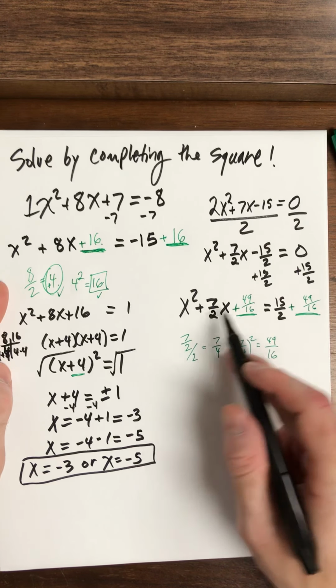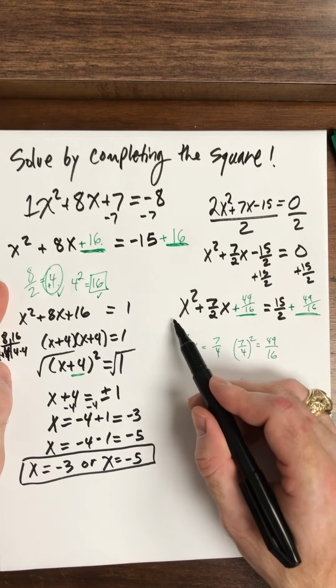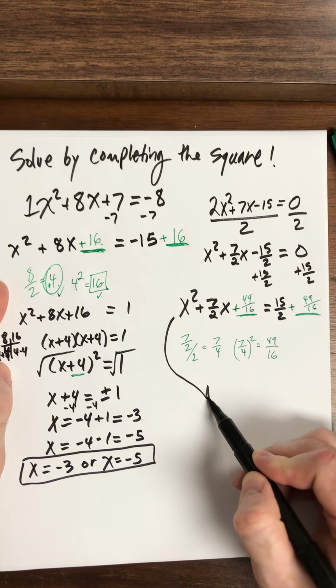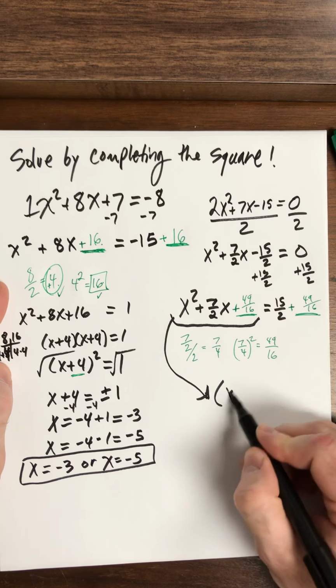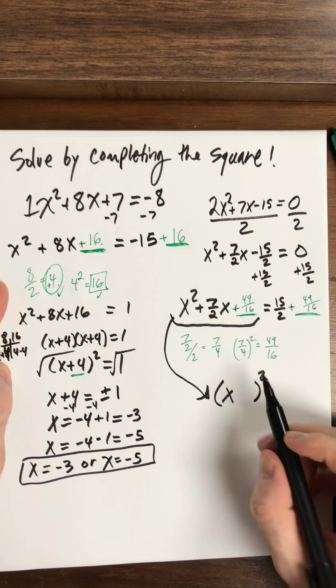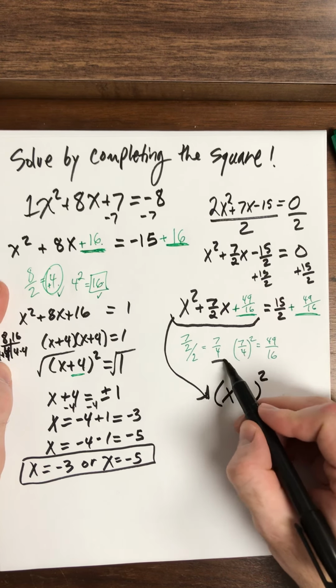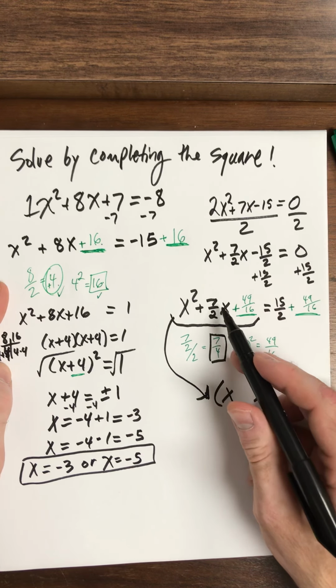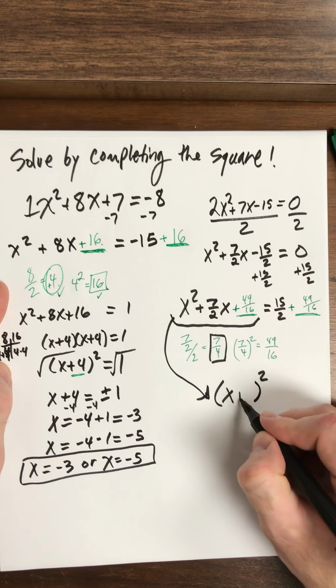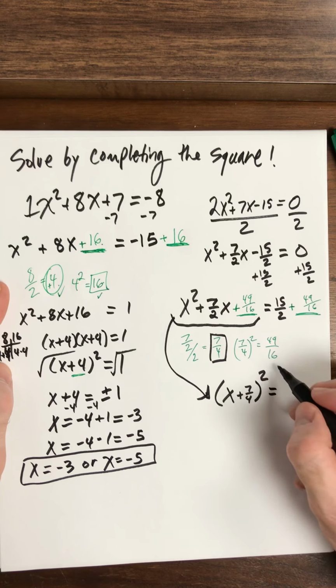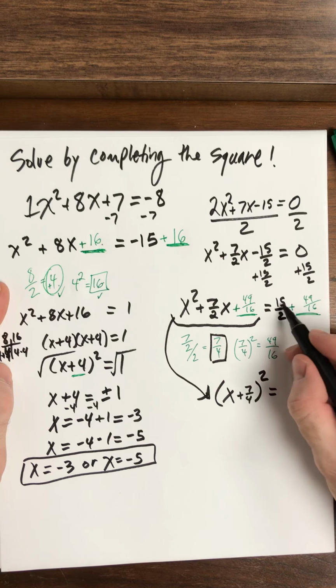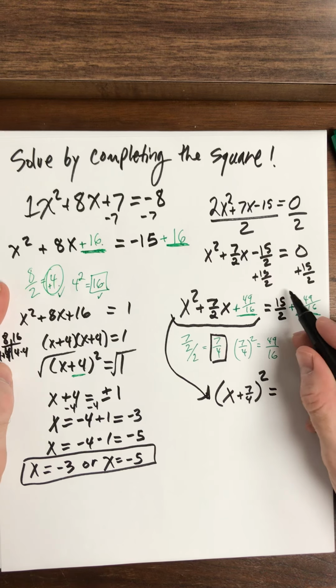Okay, looks like a bunch of stuff, but all of this left side simplifies to x plus something, squared. How do I know what that something is? It's staring me right in the face. It's half of the middle term, so it's a positive 7 over 4. And then this is equal to what? Well, I've got to do some adding over here.